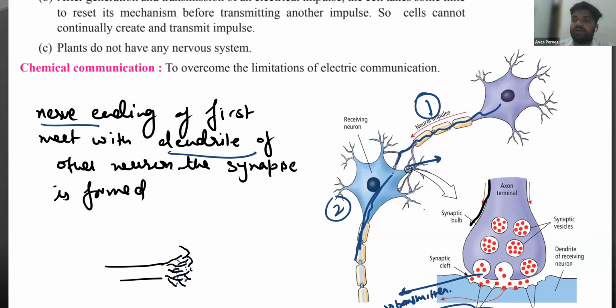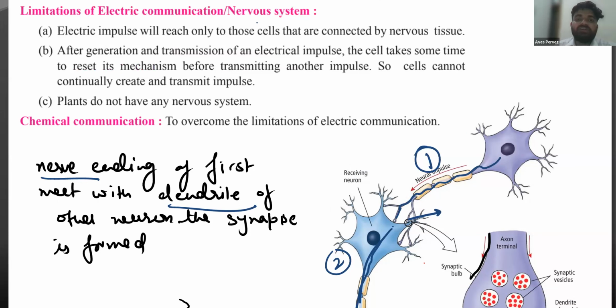Yes, sir. Now moving to the next part: what are the limitations of the nervous system? The first is that electrical impulse means the transmission is in the form of electrical impulse. So the first limitation is that electrical impulse will reach only those cells that are connected by nervous tissue. Those which are connected with nervous tissue are going to receive the electrical impulse, and those not connected are not able to receive it.